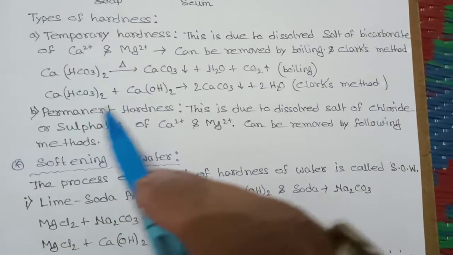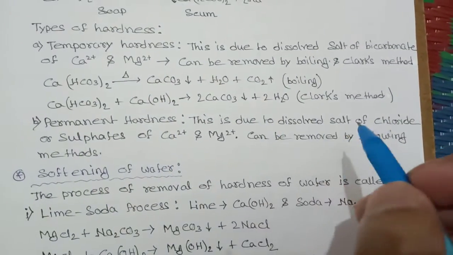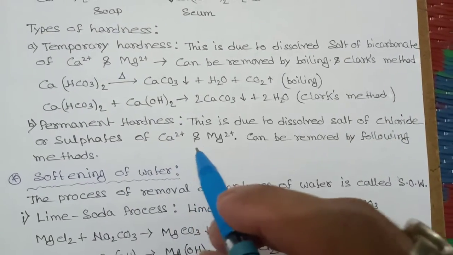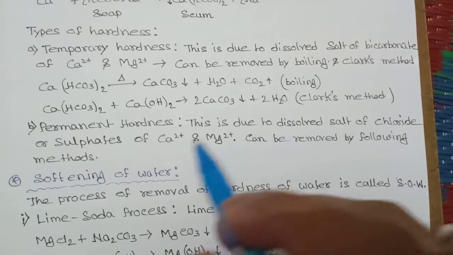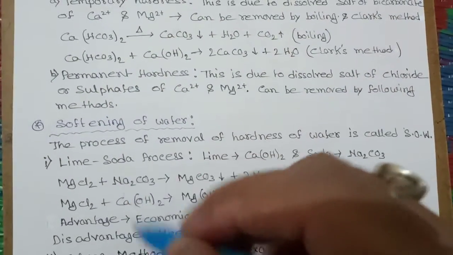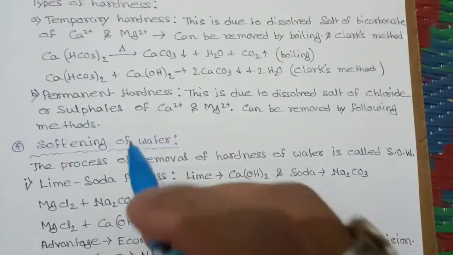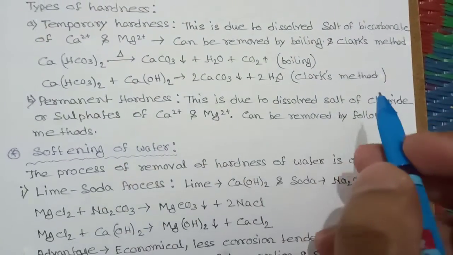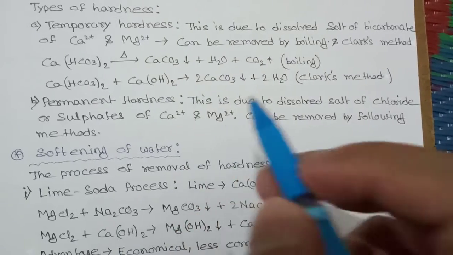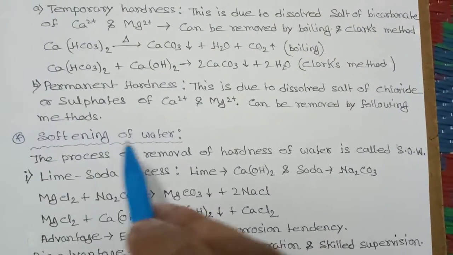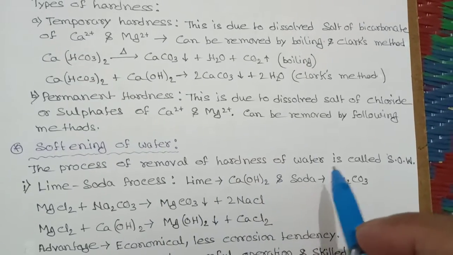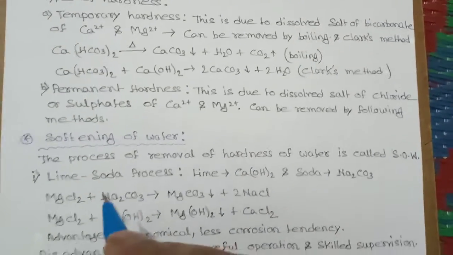And the second one is permanent hardness. This is due to the dissolved chloride or sulfate salts of calcium 2+ and magnesium 2+, and this permanent hardness can be removed by the following processes. So here the anions are chloride and sulfate and the cations are calcium 2+ and magnesium 2+. What is softening of water? The process of removal of hardness of water is called softening of water.